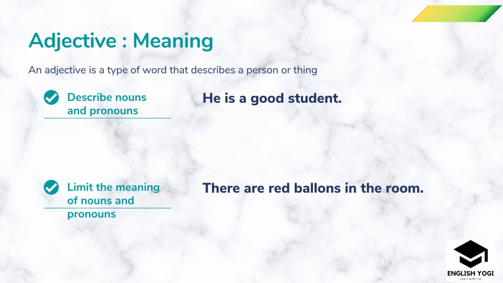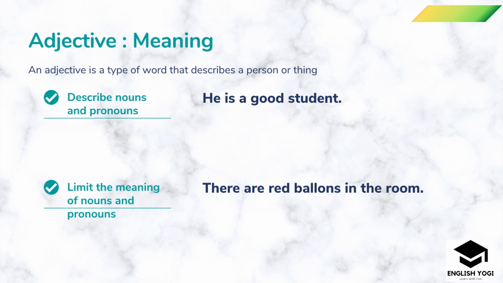So, what is adjective? Adjective is a type of word that describes a person or thing. In very simple language, we can say that an adjective is a word that describes a noun, and limits the meaning of a noun or pronoun.